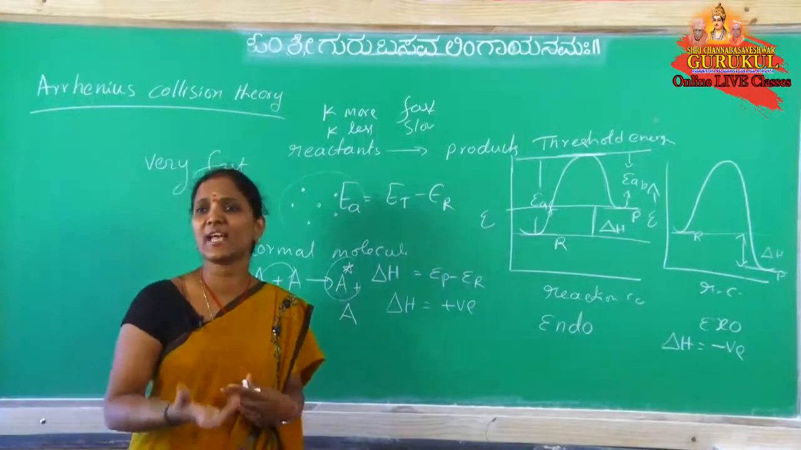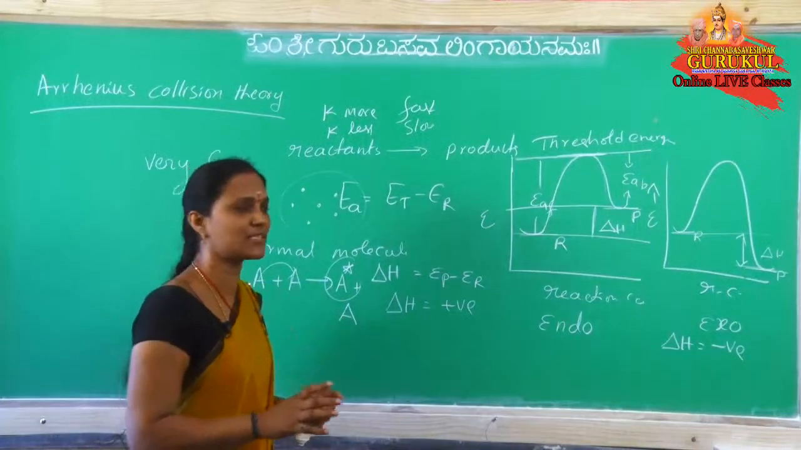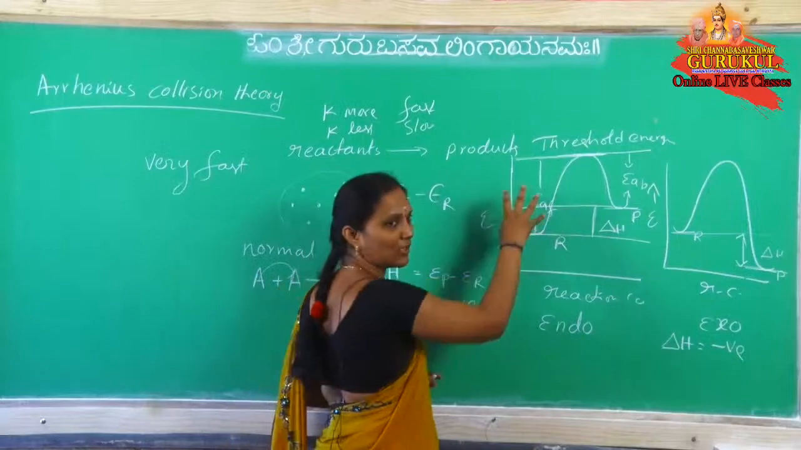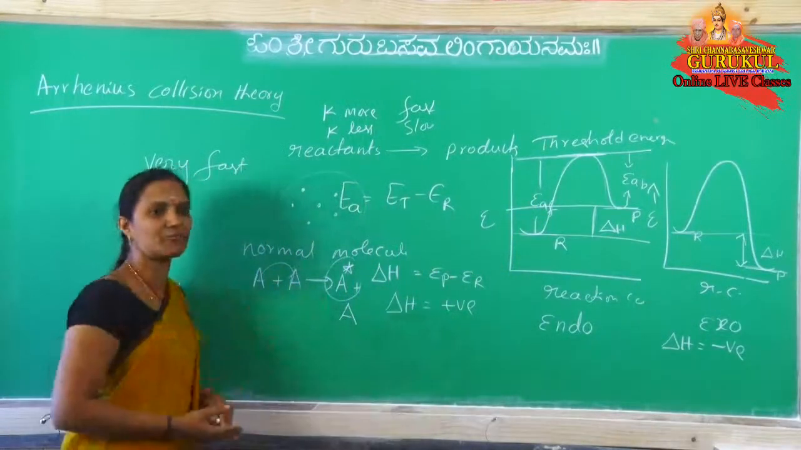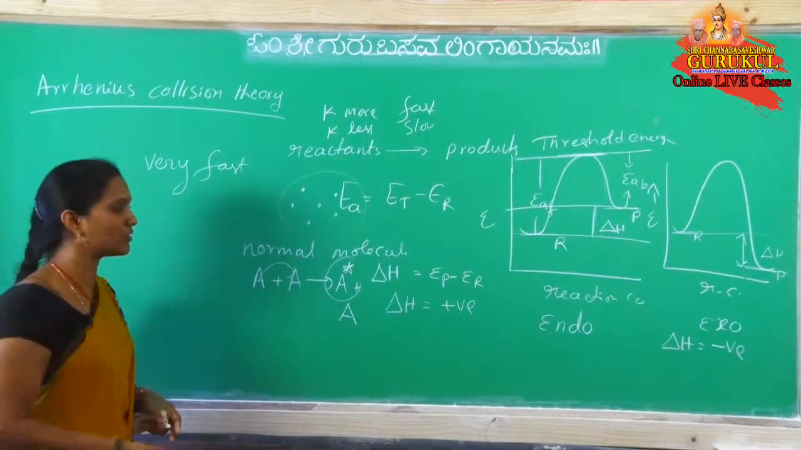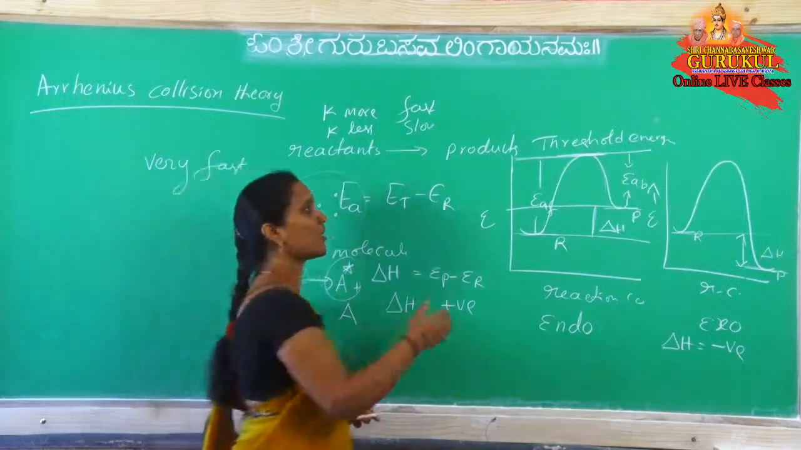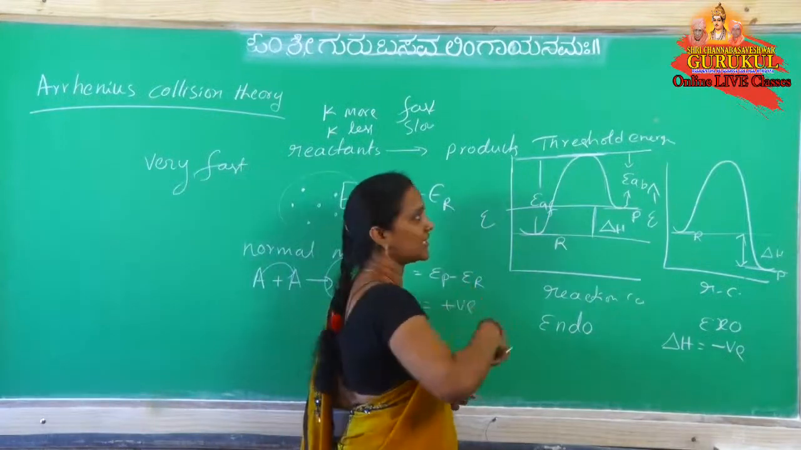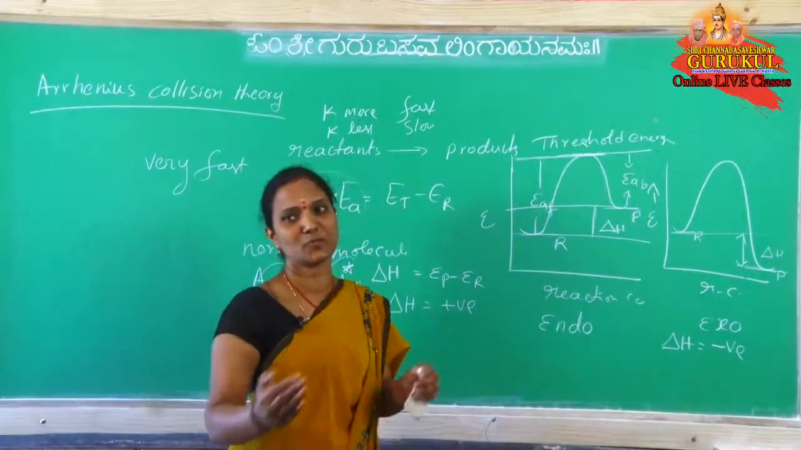Then how does this reaction completely finish? How do all the reactants change to products? Reactant molecules collide with each other. During these collisions, energy transfers from one molecule to another molecule. So some of the molecules possess high energy, they have gained energy. Then they cross the threshold energy barrier, and the reactants change to products.